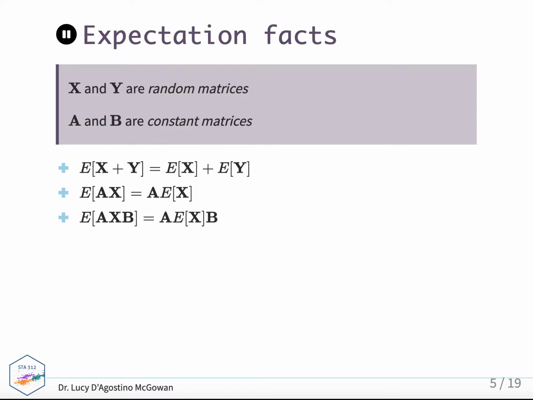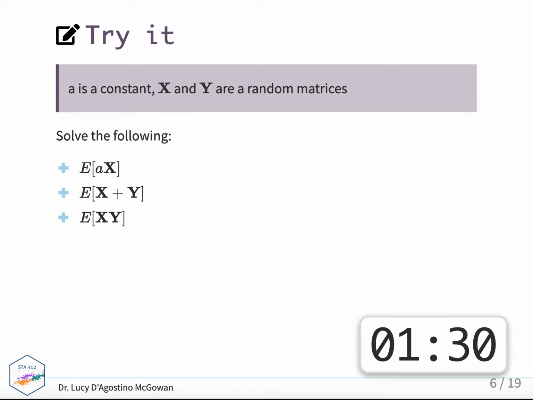Similarly, if you had both A and B as constant matrices and you took the expectation of A times X, a random matrix, times B, a constant, you could pull them out like this. So you have A in the front times the expectation of X times B. Okay, so I'm going to give you a couple minutes to try these. I want you to solve the following. Here, my little a is a constant and X and Y are random matrices.